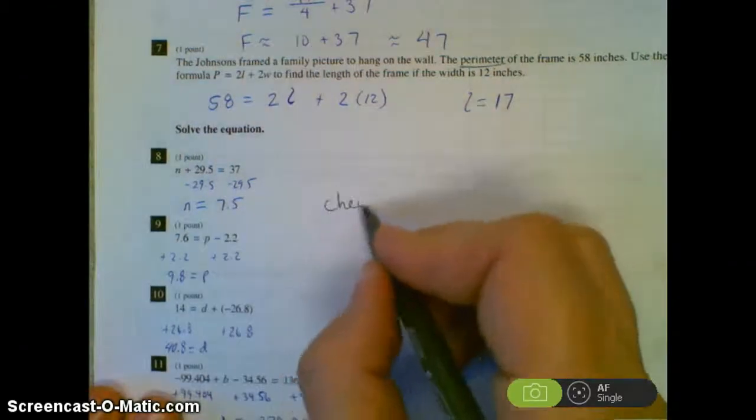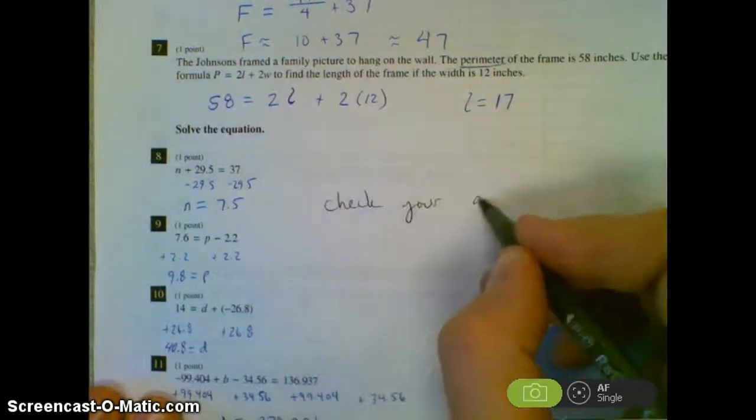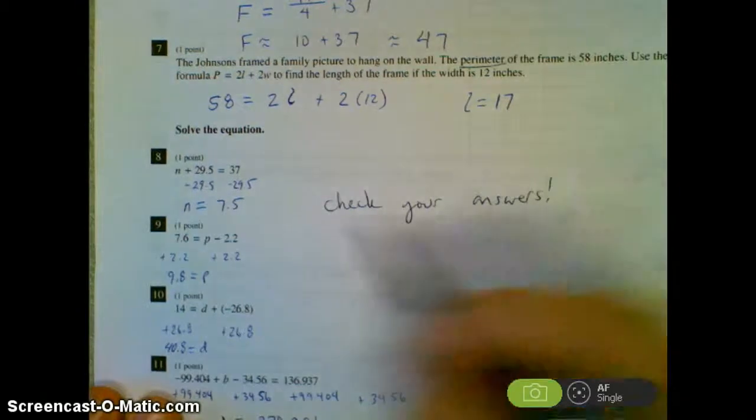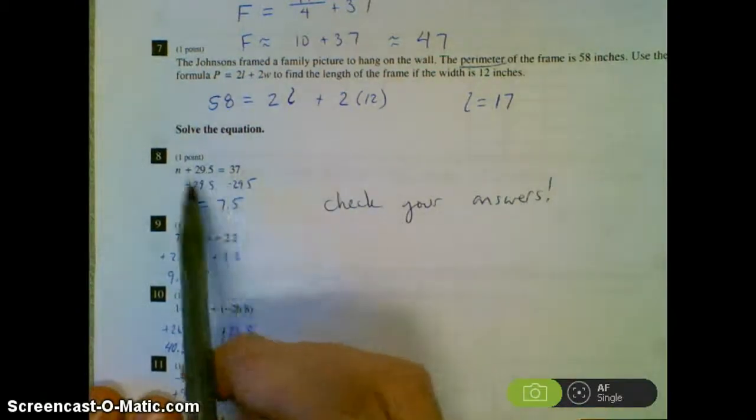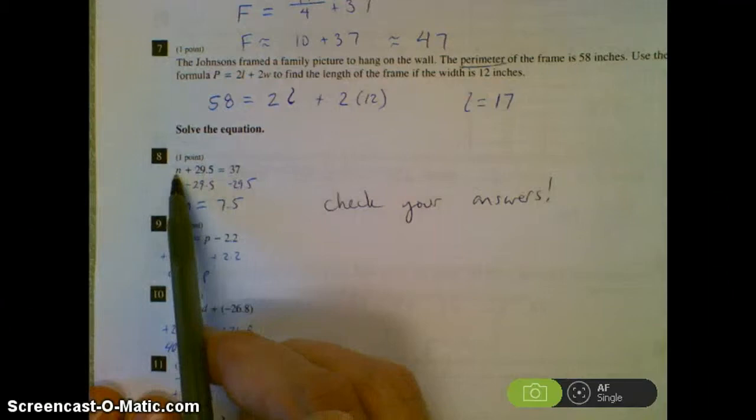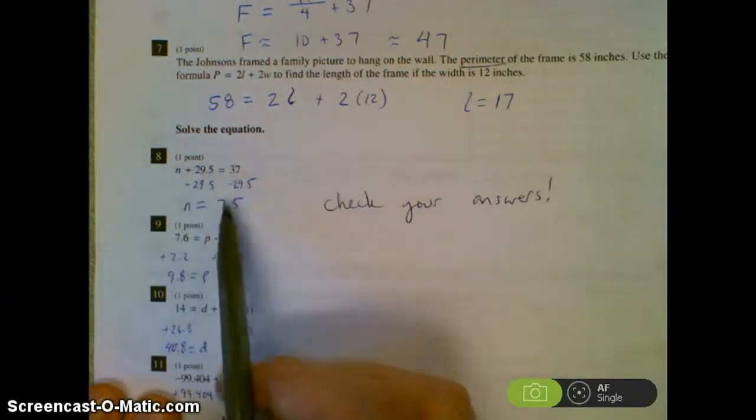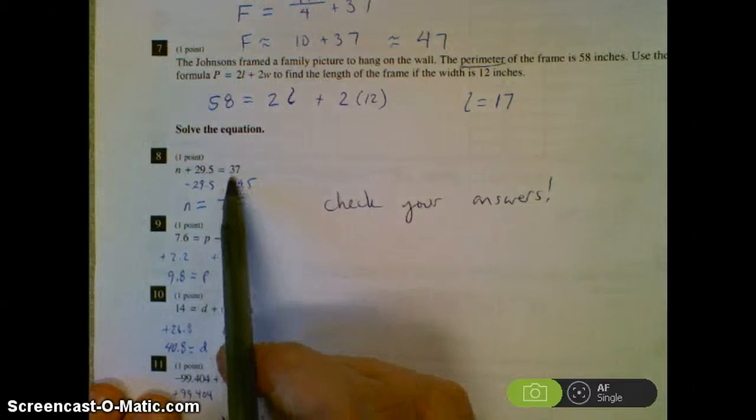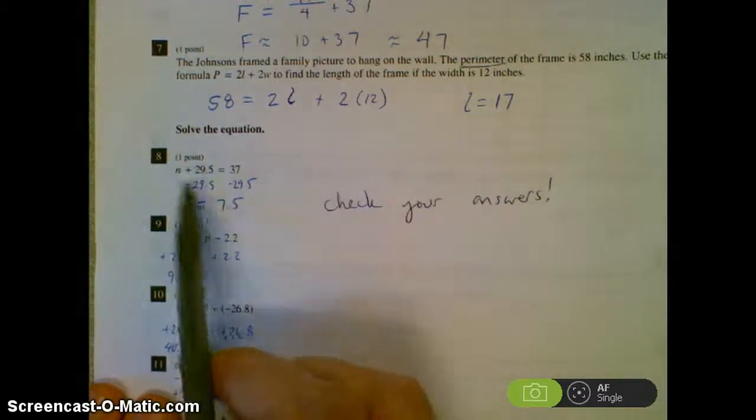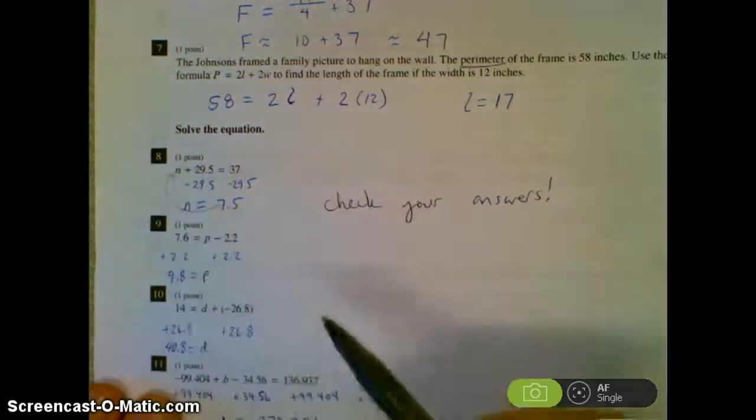Check your answers. I should plug in 7.5, add 29.5 to it. If I get 37, then I've got the right answer. If I didn't get 37 when I plugged it back in, then I did something wrong and I have to start over.